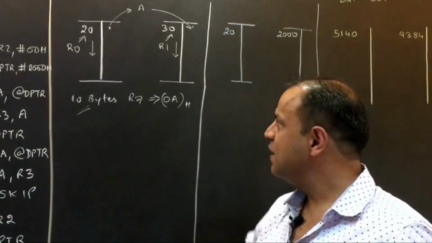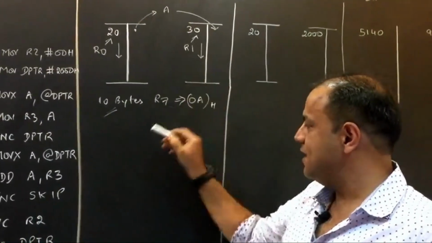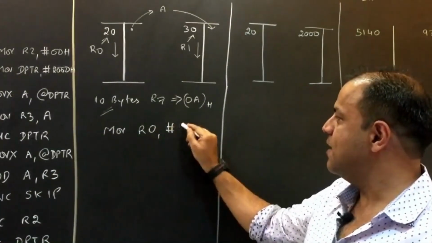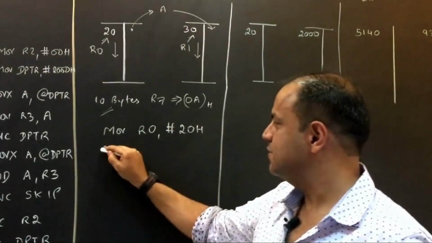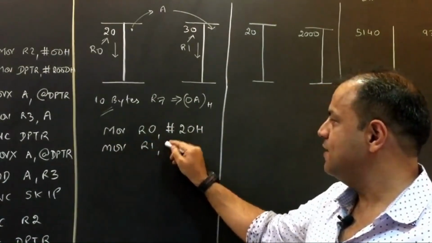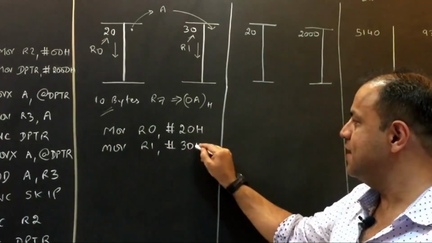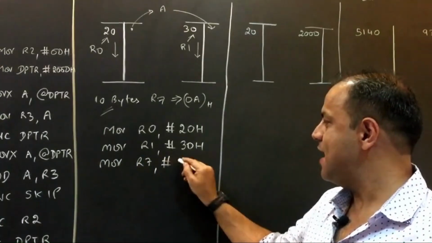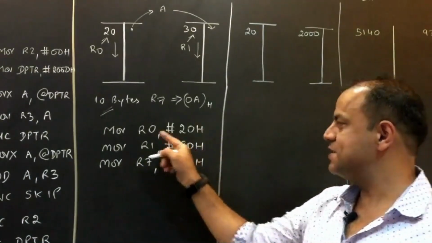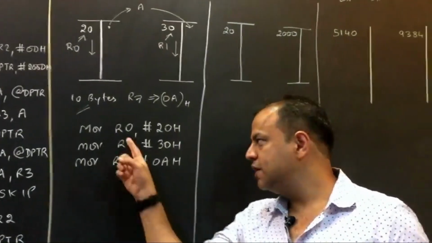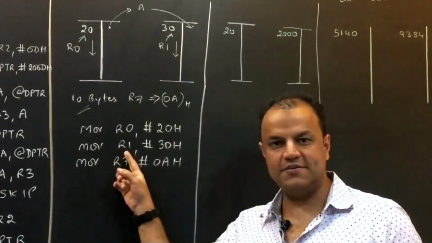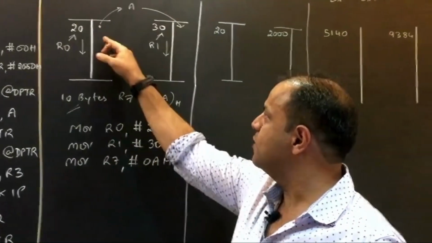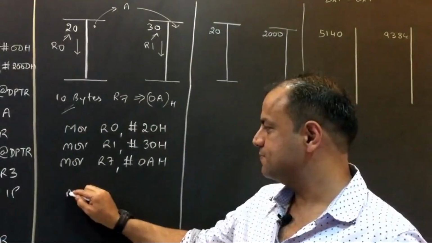Block transfer. Initialize R0, R1 and R7. MOV R0, #20H. MOV R1, #30H. MOV R7, #0AH. I have initialized these 3 registers with these 3 values. This will act as a source pointer, this will act as a destination pointer, and this will act as your count. Now, using the source pointer, get the data into A register.